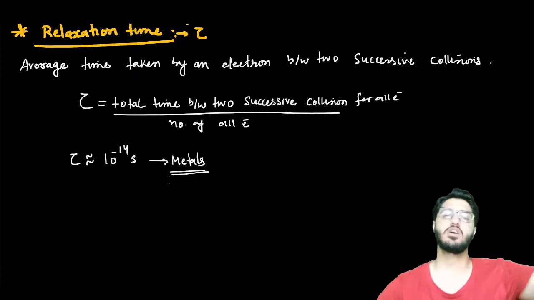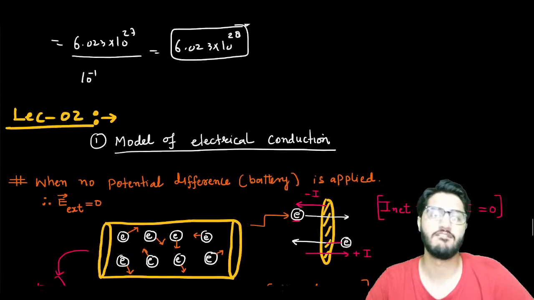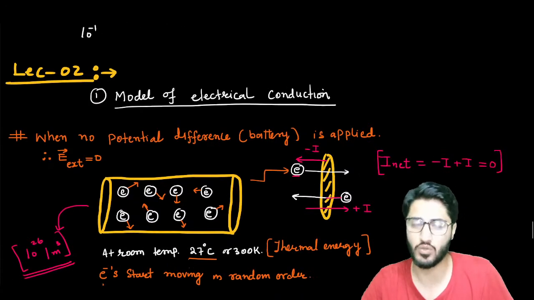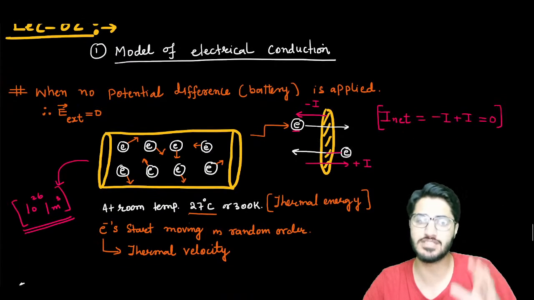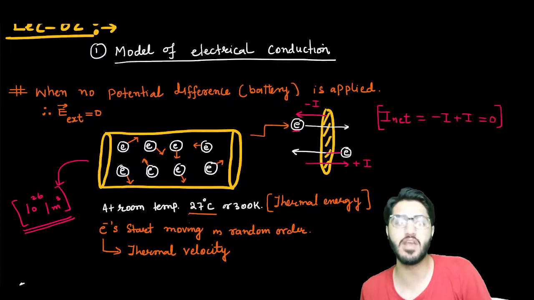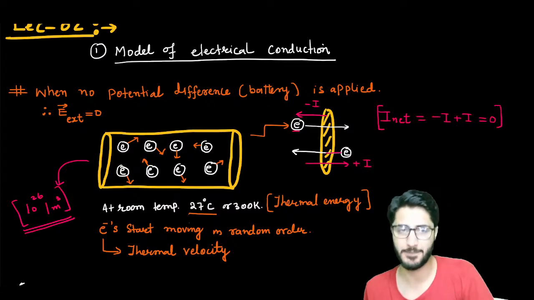Now this was the whole thing that we need to discuss. When no external field is applied to our conductor, what will happen? So this is the whole sum. You need to just take all these things in your mind: how our conductor behaves if we have not applied any external field or any battery.